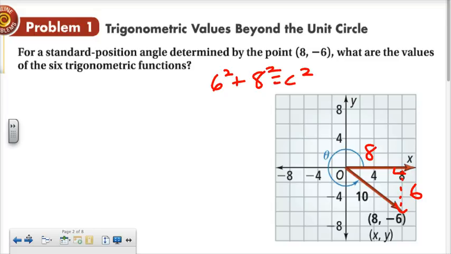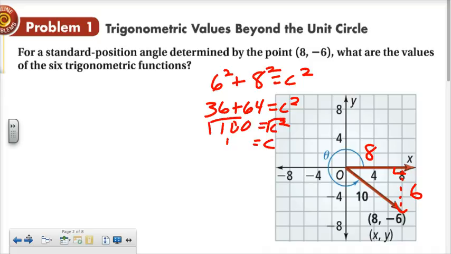Or you might even remember that as a famous Pythagorean triple, and that's going to be 6, 8, 10. But let's just say you don't remember that. You continue to do the math. And we take the square root, and because this is the side length for a triangle, we of course ignore the plus or minus and just go with the positive for that one. So c would be 10, that distance that we have right there.